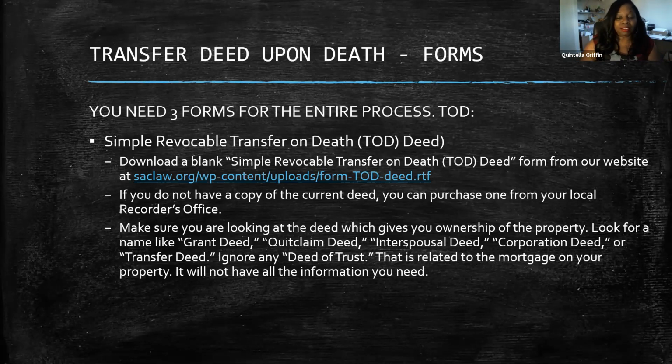Make sure you are looking at the deed, which gives you ownership of the property. Look for a name like grant deed, quitclaim deed, interspousal deed, corporation deed, transfer deed. Ignore any deed of trust. This is related to the mortgage on your property. It will not have all the information you need. So you're looking for the deed that you signed when you purchased the property. This will have all the information that you need to create this simple revocable transfer on death deed.